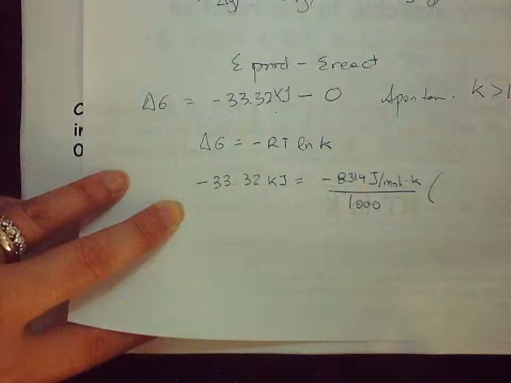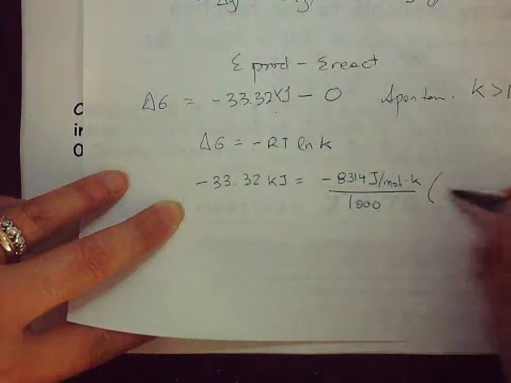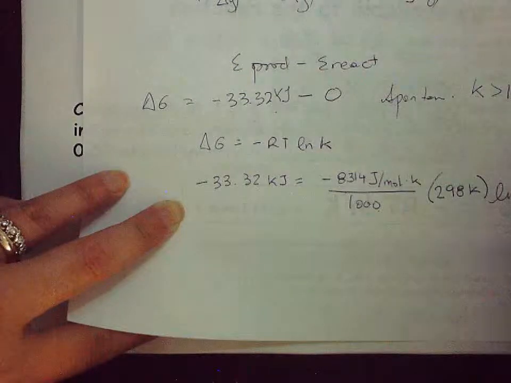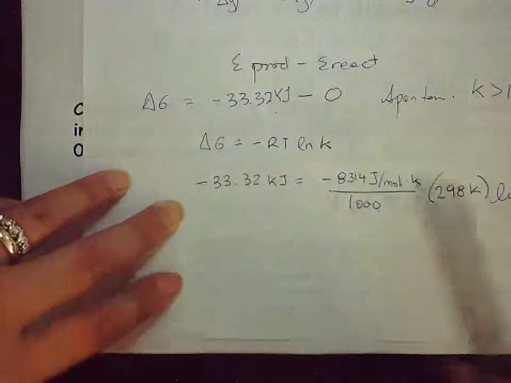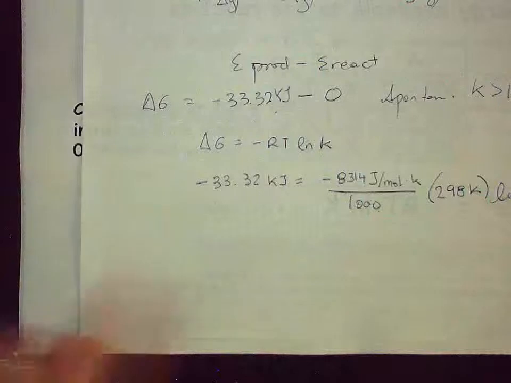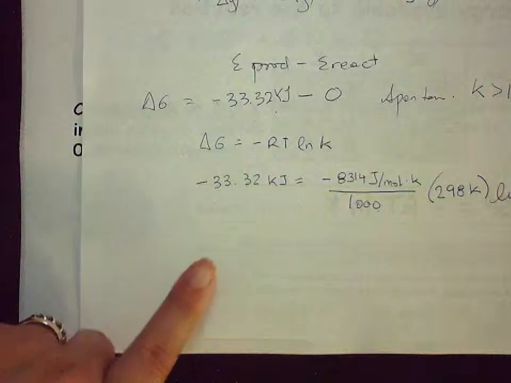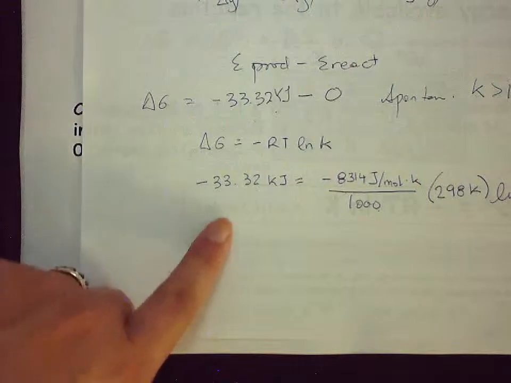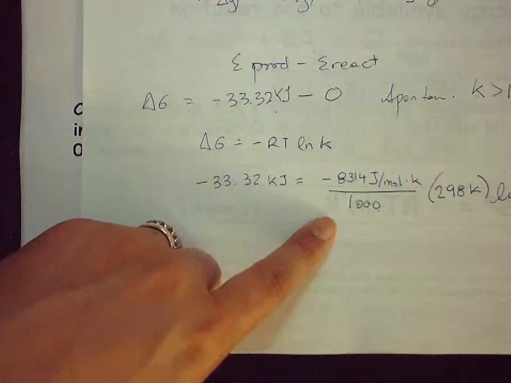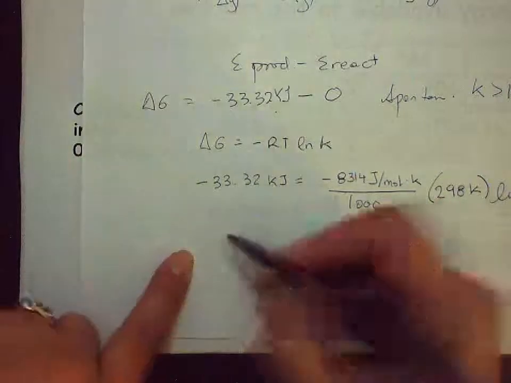The word problem told me it was 25 degrees Celsius. Do I put in a 25 here? No, why not? It has to be in Kelvin. I'll put 298 Kelvin instead, times the natural log of K. So how do I isolate ln K? We would do 33.32 divided by this product here on the right-hand side. I'm going to do it in my calculator, and then I want you to confirm if that's the answer that you get. I get 13.45. Is that what you get?